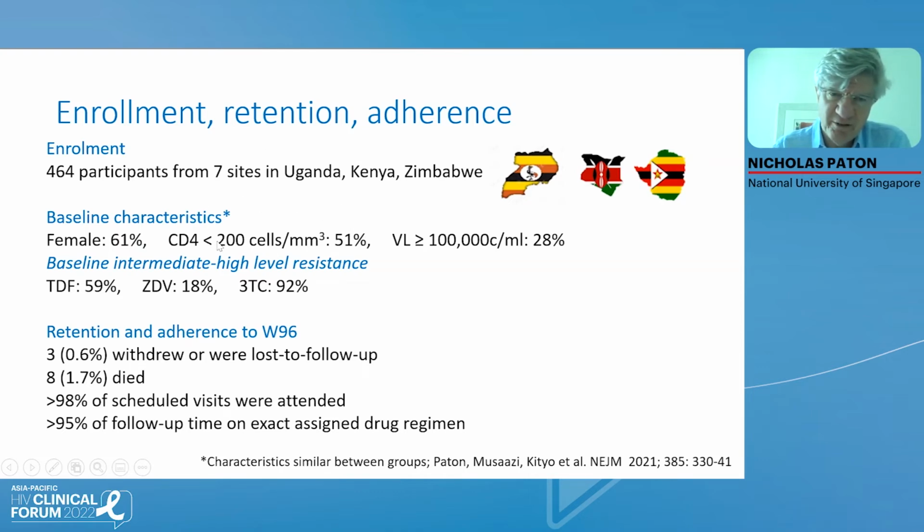Half of the patients had a CD4 count below 200 at failure. About a third had a viral load above 100,000 copies at failure. 60% had tenofovir resistance. Almost everyone had 3TC resistance. Excellent retention in the trial, so just 3 withdrew and 8 participants died. 98% of visits attended, so very robust, clean data from which we can draw conclusions.